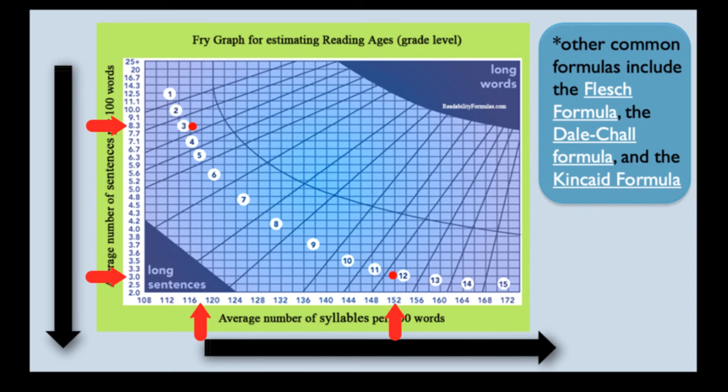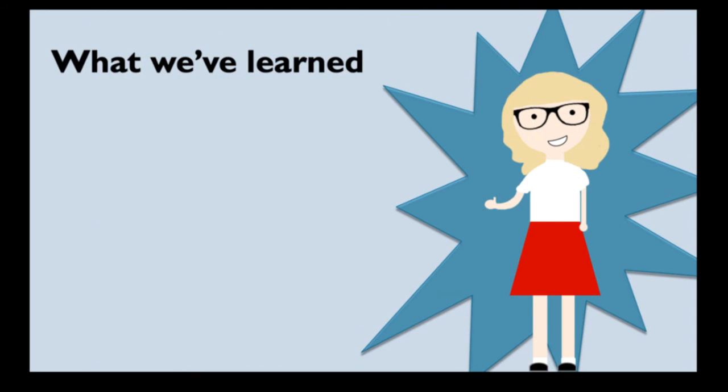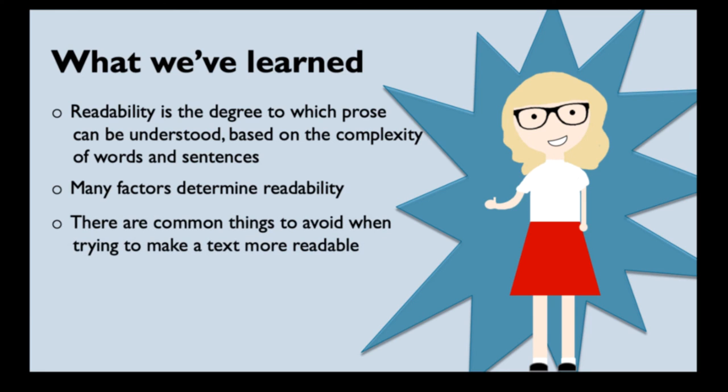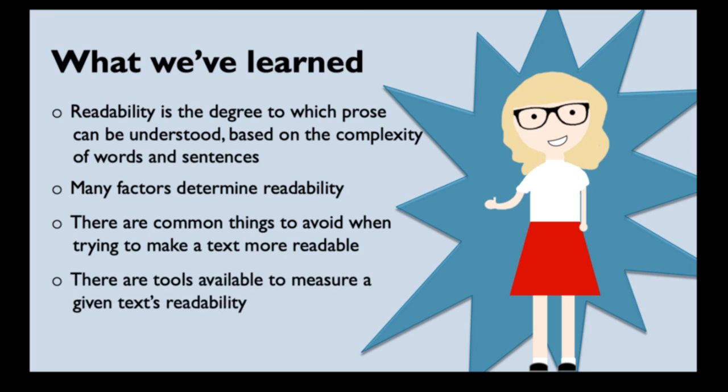To wrap this lesson up, let's review what we've learned so far. Readability is the degree to which prose can be understood based on the complexity of words and sentences. Many factors determine readability, such as word length and sentence length. There are common things to avoid when trying to make a text more readable, and there are tools out there to measure a text's readability, one of which is Fry's readability graph.